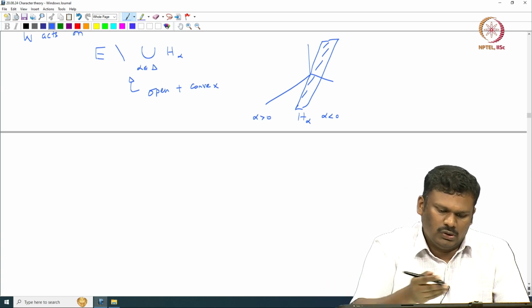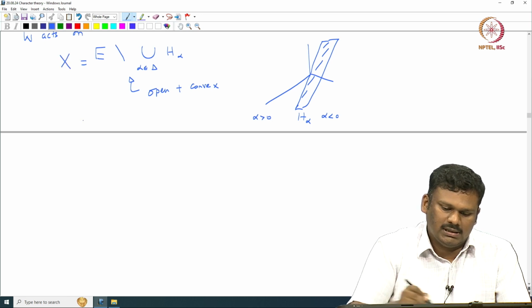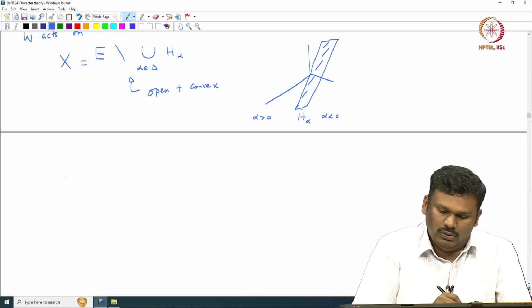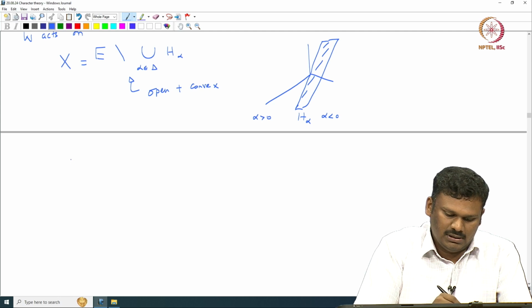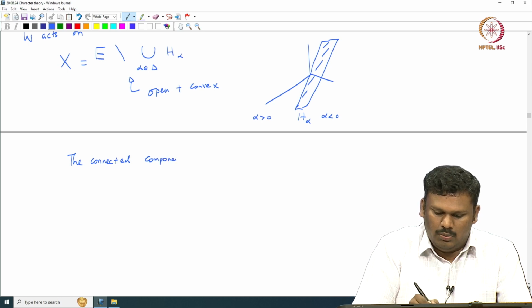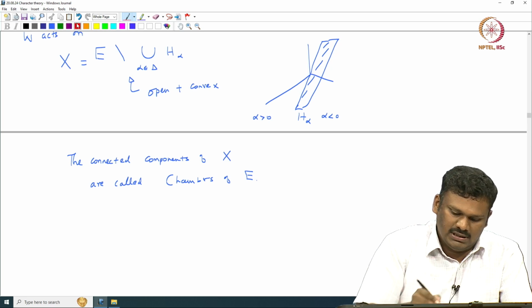So here you have an open set which is convex, which can be written as a union of connected components. Let us call this set capital X, which is itself convex. So the connected components of this also will be convex. Those connected components of this X are called chambers of E. We are interested in understanding the Weyl group action on these chambers.